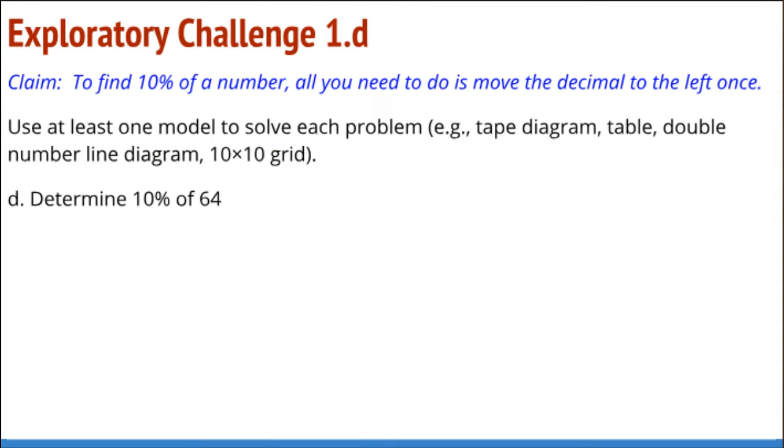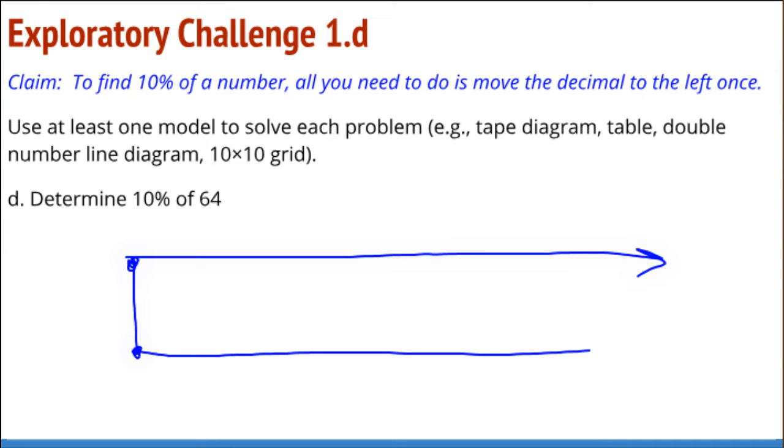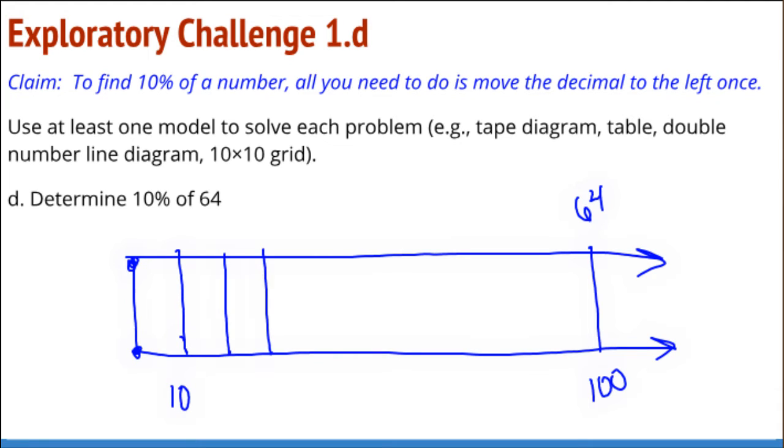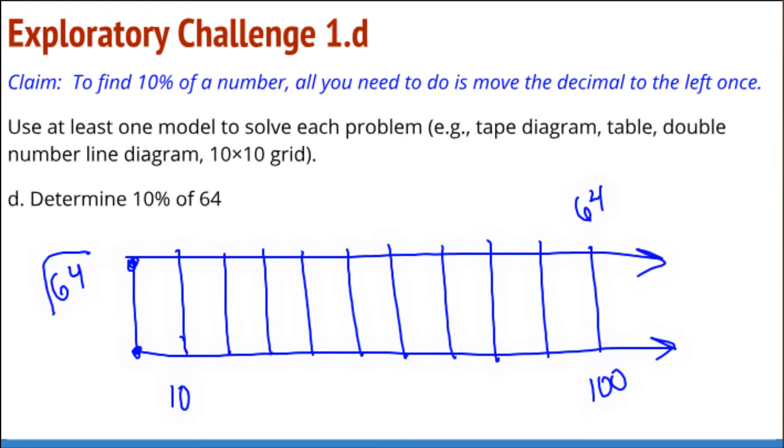Let's look at another one. 10% of 64. All right, I've got 100%. I've got 64. I've got my 10%. I'm going to count off by tens: 10, 20, 30, 40, 50, 60, 70, 80, 90. And once again, the 64 is going to be divided by 10. 64 divided by 10. Well, let's see here.